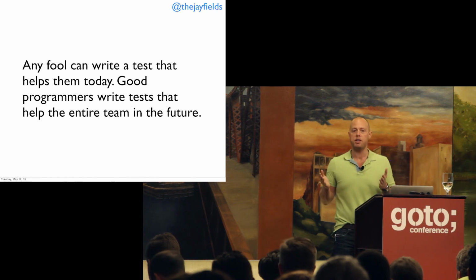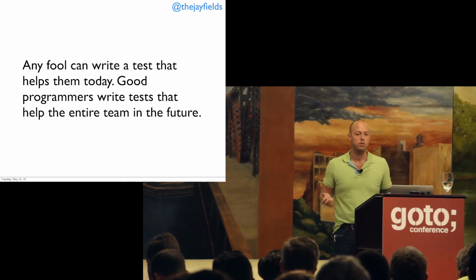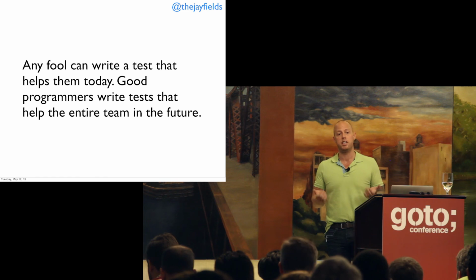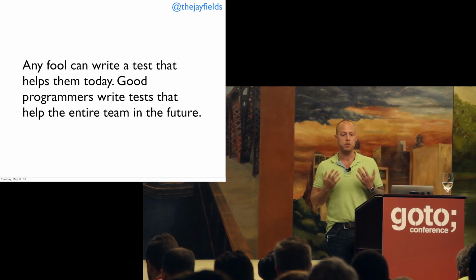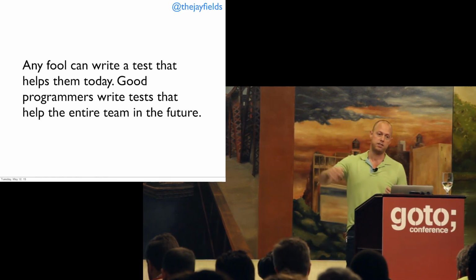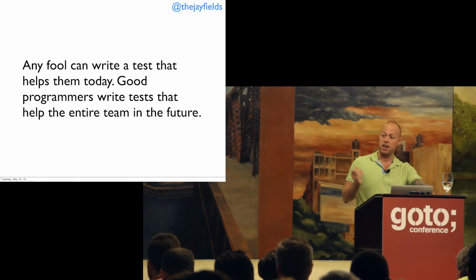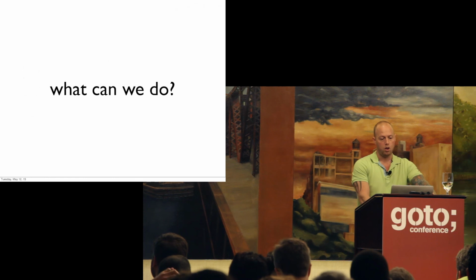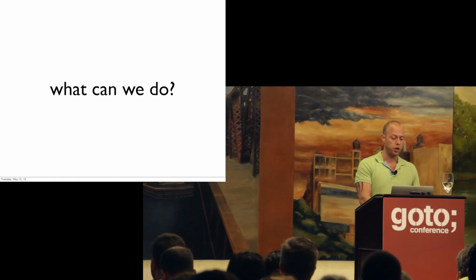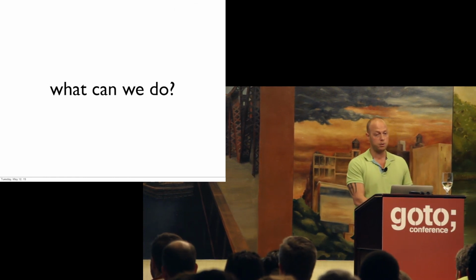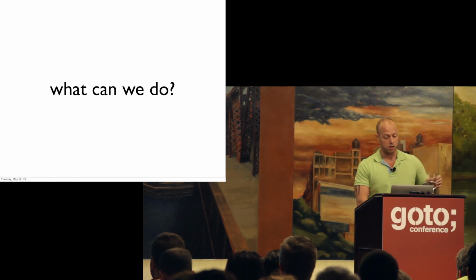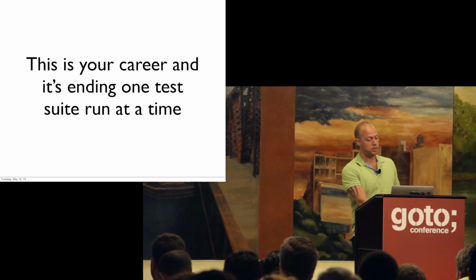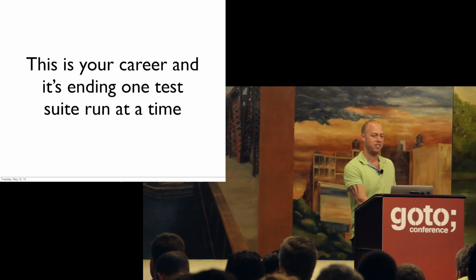Maybe the string describing the test. If you have a test name, maybe that's helpful. If it's not helpful enough, again, if you come to that completely blank, as we came to these tests at the beginning of the presentation, if it's not helpful, change it. Think about your team. So what can we do? Some specific concrete examples. It's pretty much what this presentation is about, concrete examples of all of this. This is your career, and it's ending one test suite run at a time.